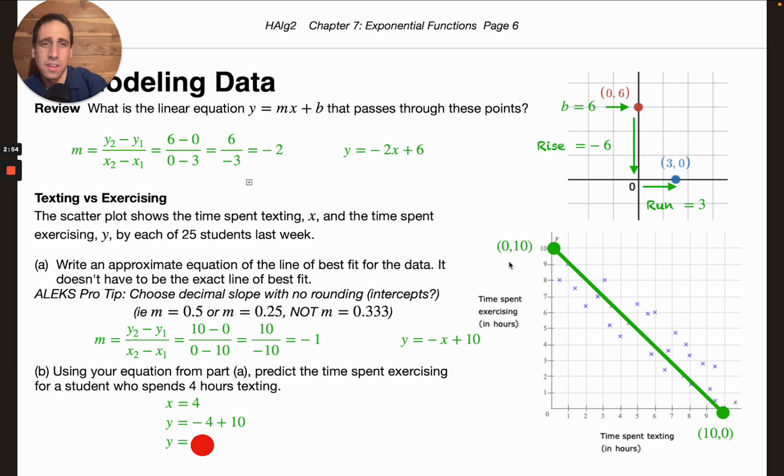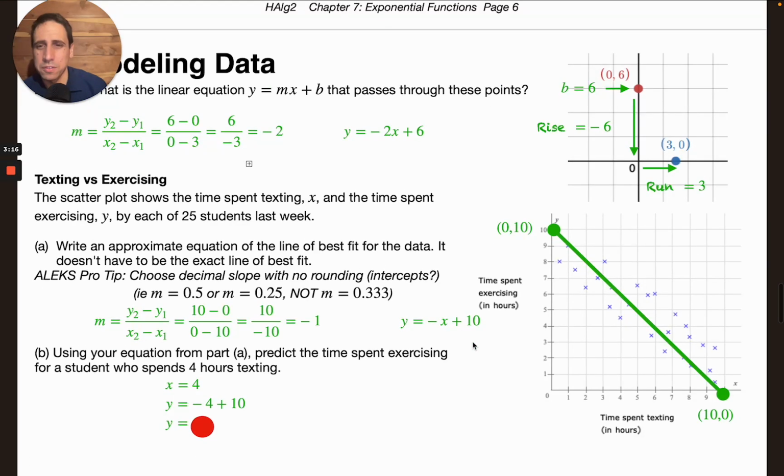In any case, I chose the intercepts here, and that makes it a lot easier. So you got 10 up here, and you can see the rise. The rise is -10, and the run is 10. Easy to see because they're intercepts, and so therefore the slope is -1. No rounding involved. The y-intercept is 10, so that's why the b value here is 10.